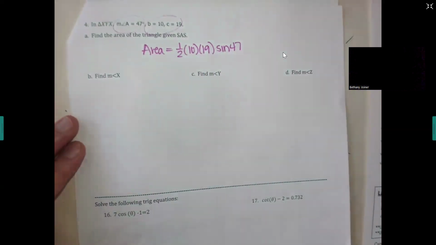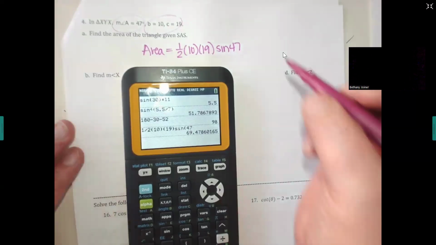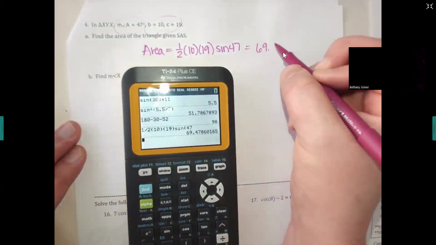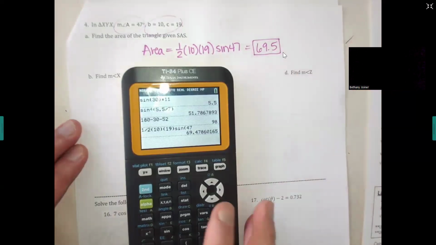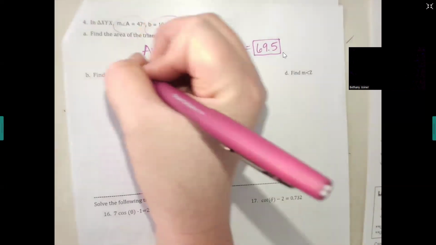Okay. So 1/2 10 times 19 sine 47. My area would be 69.5. Okay, but remember, there's only 2 area formulas. You either use side, side, side, or side angle side. Okay, let's say that I want to find, it says capital X, but obviously this is an ABC. So let's find capital, let's find little a. Change this to little a.